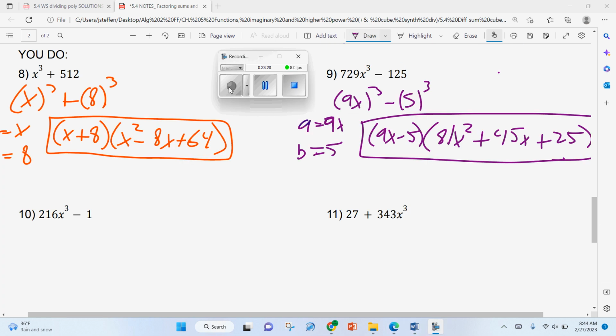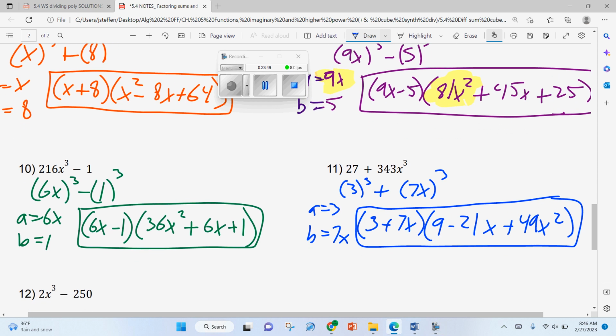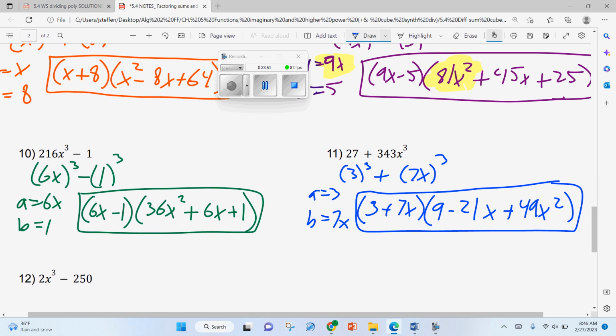The answers for number 8 and 9 are up there, so you can check quick. Hopefully, if you're making mistakes, you catch those now. Again, number 9, in my opinion, the hardest part is remembering this 81x squared. It's not 9x squared, it's 81. You have to square both the 9 and the x. My other 2 are up there as well, so you can check those answers.